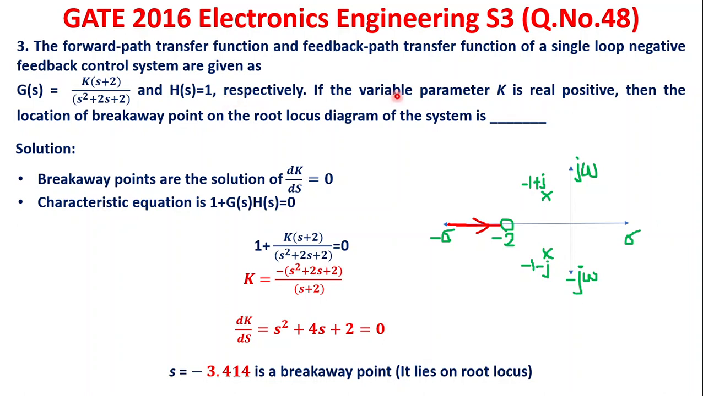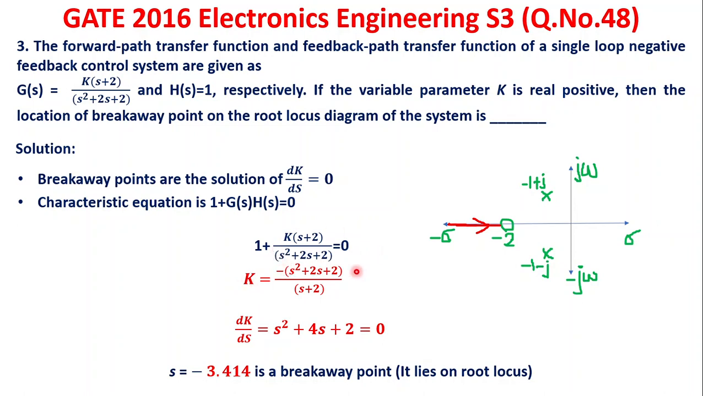If the variable parameter K is real positive, then the location of the breakaway point on the root locus diagram of the system is dash. So it is again a problem on breakaway point. So breakaway points are solutions of dk by ds equal to 0. So write the characteristic equation, 1 plus G of s into H of s equal to 0. That is what I have written.